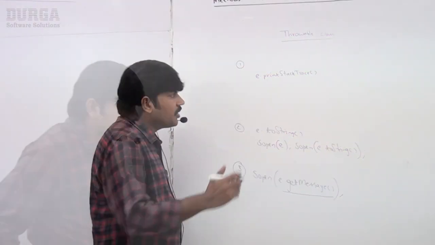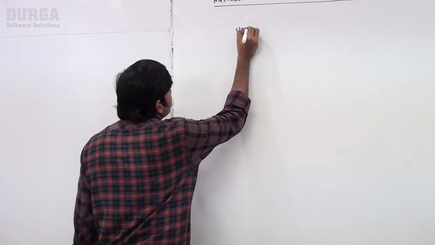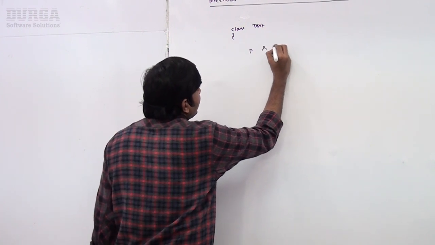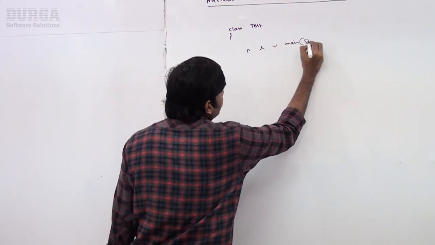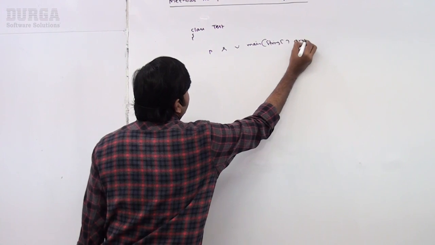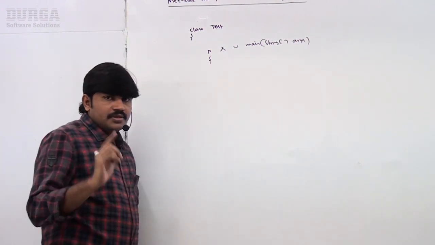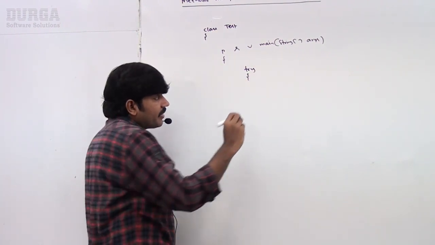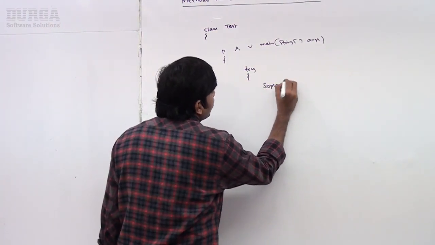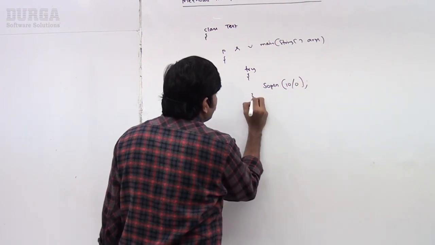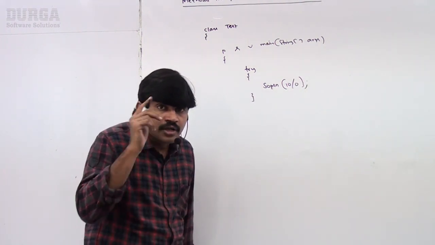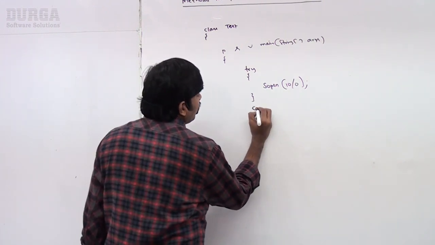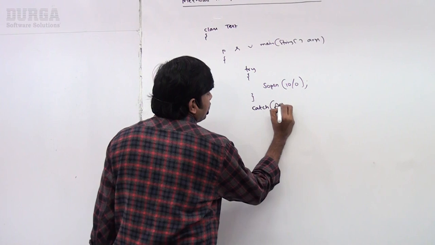Don't worry about that. Observe, I'm taking class Test, public static void main, String array args. Now let me take a try block. Within the try block, I'm taking System.out.println of 10/0. I know an ArithmeticException will be raised. I want to print that ArithmeticException information to the console. Now have a look once, catch ArithmeticException.